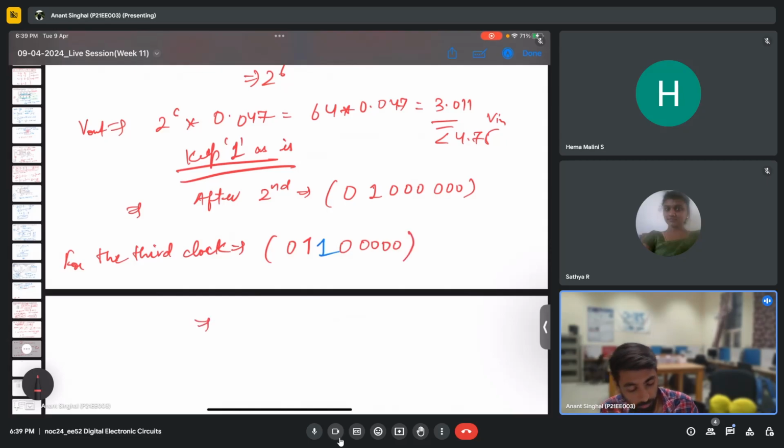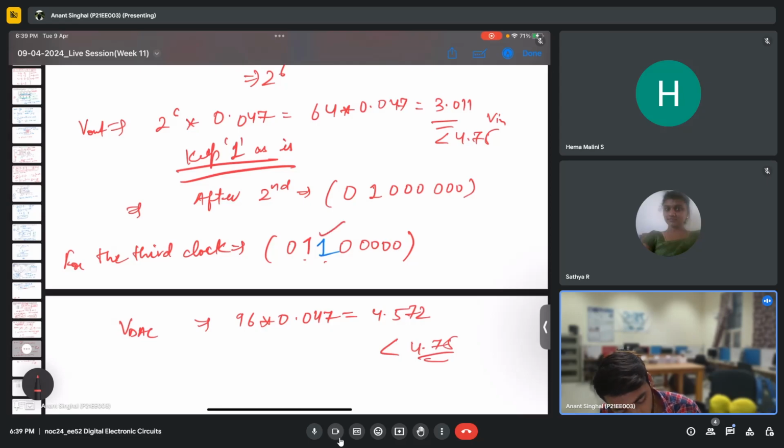And again we'll calculate the V out or VDAC. So this will be 64 plus 32, that is 96 times the resolution. This will come out to be 4.572, which is still less than 4.75, that is given in the question. So we'll also keep this one.